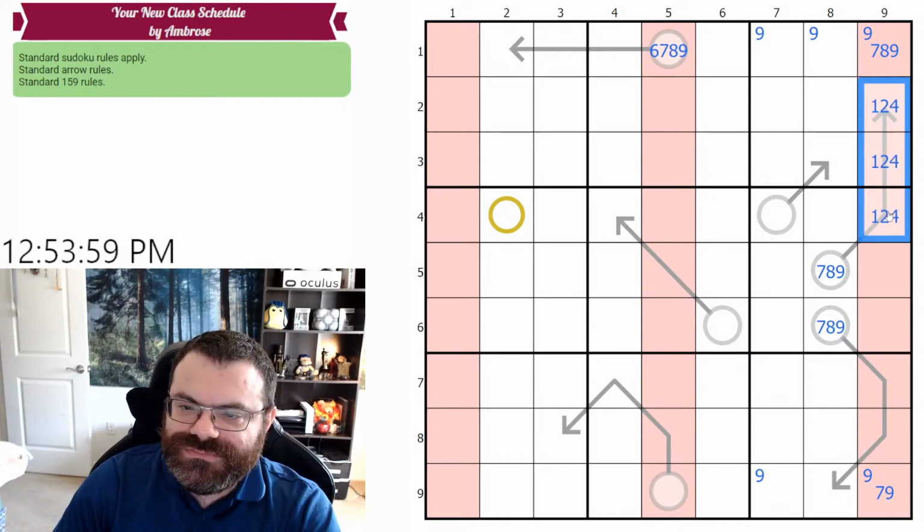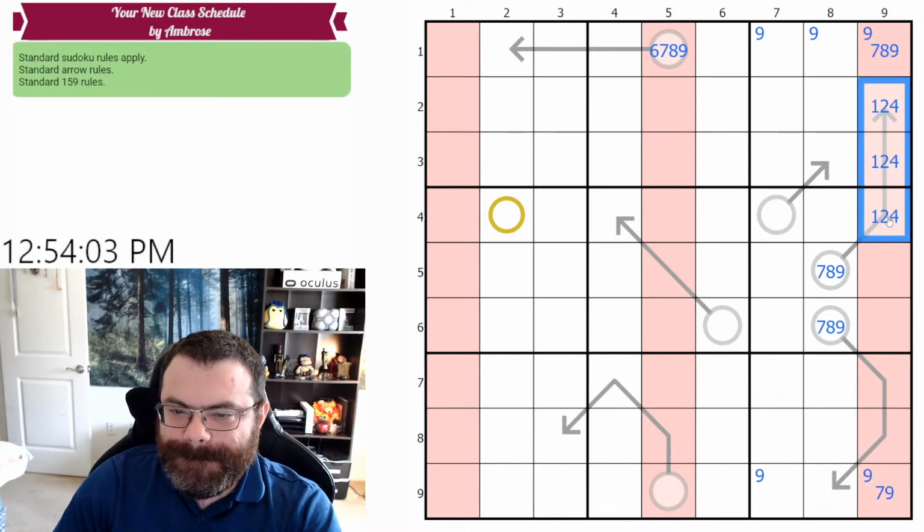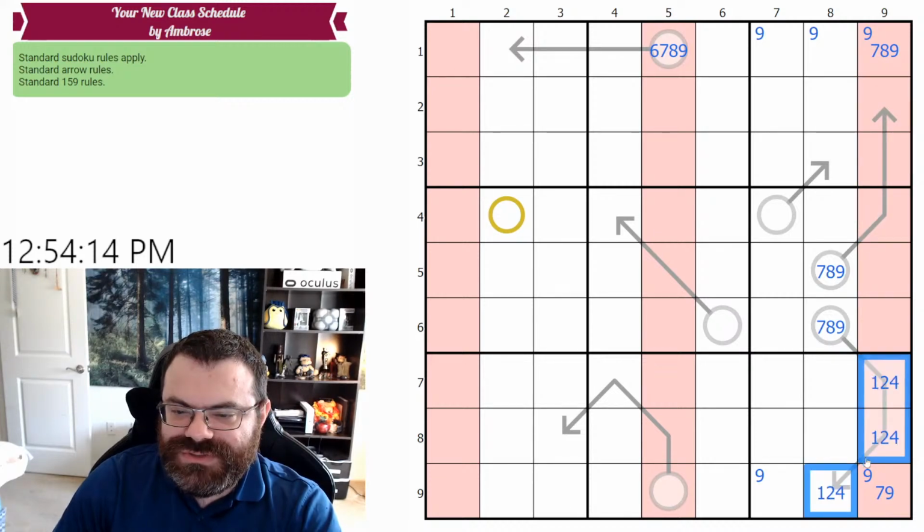1, 2, 4. One of these would be a 4, so we'd have this. But I think that's actually okay. And then same here, 1, 2, 4. One of these would be a 4.